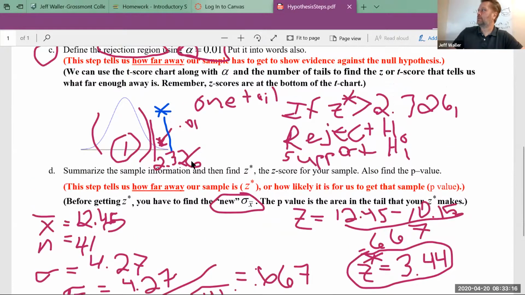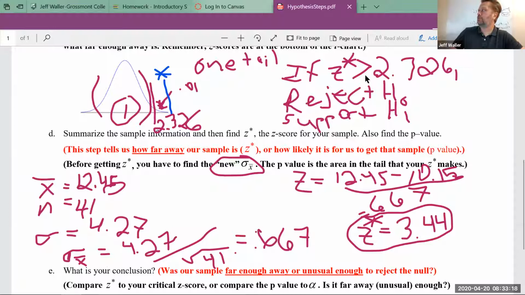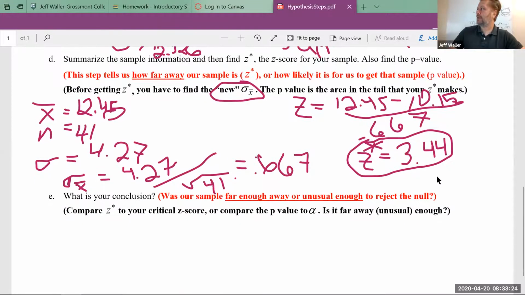All right, so coming back down here. So look, we got 3.44. Is that greater than 2.326? Yes. So we can reject the null. We can support the H1. Reject the null. Support the H1.